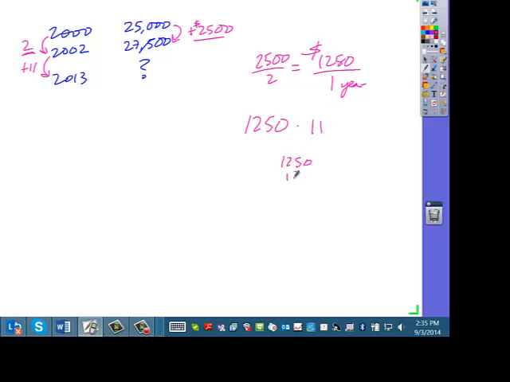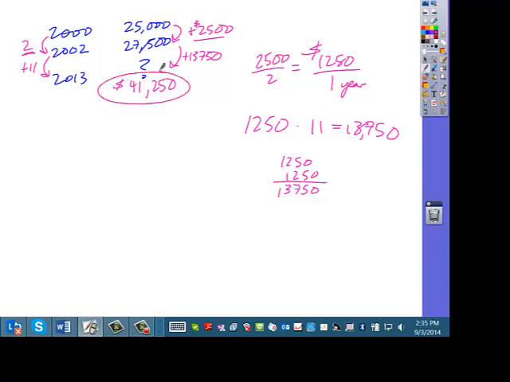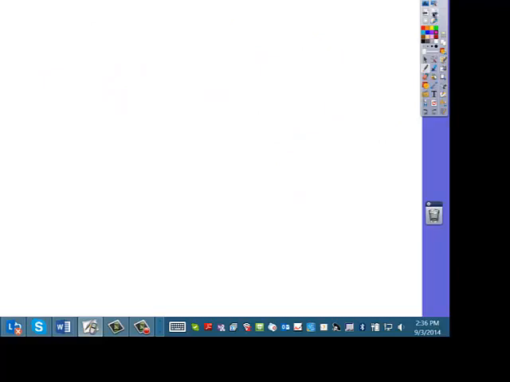What's that going to be? That's times 11 there. So we have the total change. So we just have to add that on. Okay, so that's going to be, what is that? 41,250, let me make sure that's right. Yeah, okay. So there's the annual salary. Okay, that's question number 3.